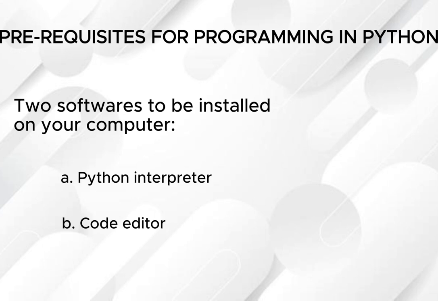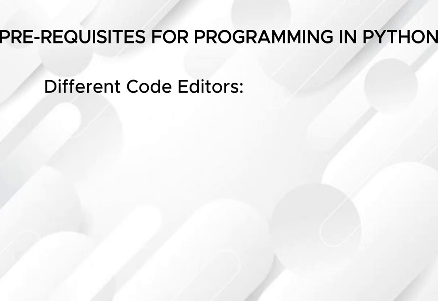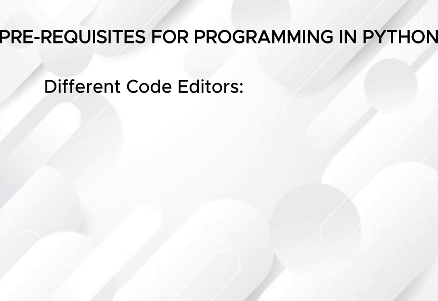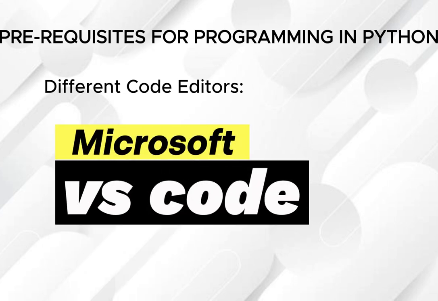A code editor is where you write your Python programs. There are a lot of code editors out there. There is Notepad, Sublime Text, Android Studio, PyCharm, VS Code. In this tutorial, I'm going to be making use of VS Code in writing my programs. If you want to install VS Code, simply search on Google and you'll see a link where you can download VS Code.